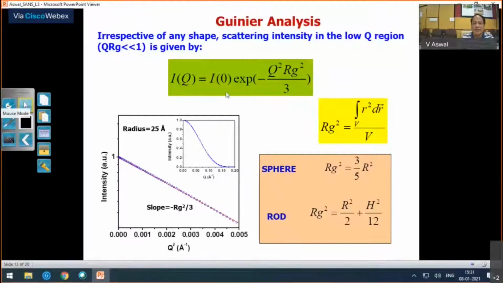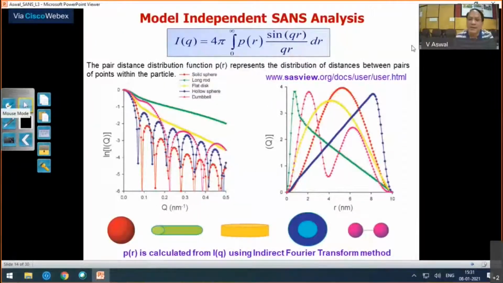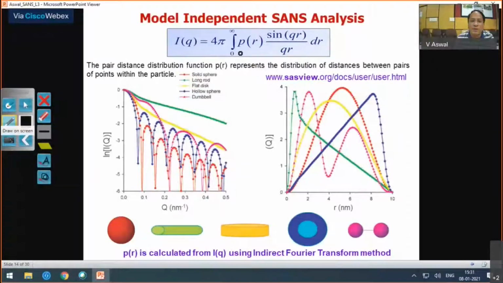If you want a detailed analysis, there are two methods used in the literature. The first one is the model independent Chen analysis. What you do in this method is you measure this term P of R, which is the pair distance distribution function, which represents the distribution of distances between pairs of points within the particle. Basically, you do the inverse Fourier transform of the scattering intensity, and you will get P of R.